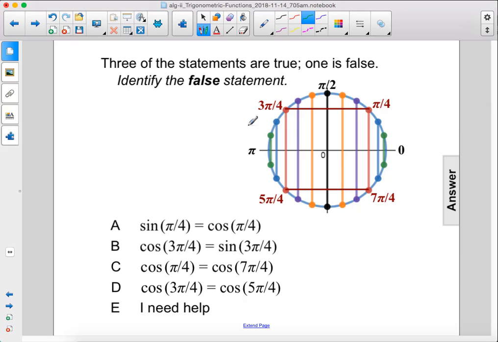3 of the statements are true, 1 is false. Identify the false statement. Sine of pi over 4, so that's the length of this red line right here, equals cosine of pi over 4. And that is true. The reason why is because pi is 180 degrees, divided by 4 is 45 degrees.